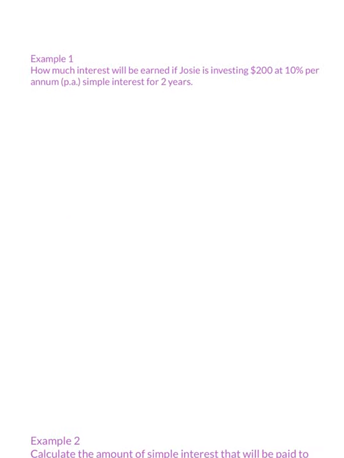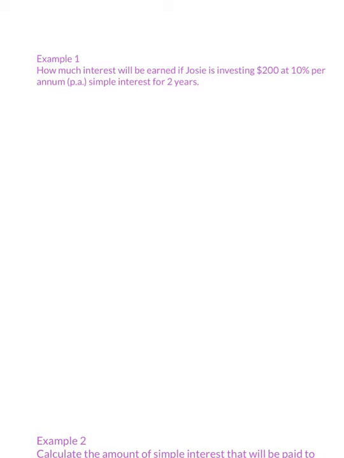All right, let's have a look at a few examples. Example 1 says, how much interest will be earned if Josie is investing $200 at 10% per annum simple interest for 2 years? So we're asked to find interest. So we will be using the following rule. I equals P times R times T over 100.